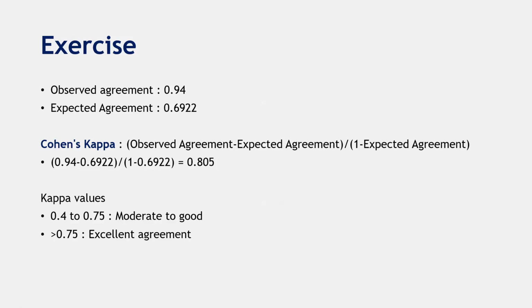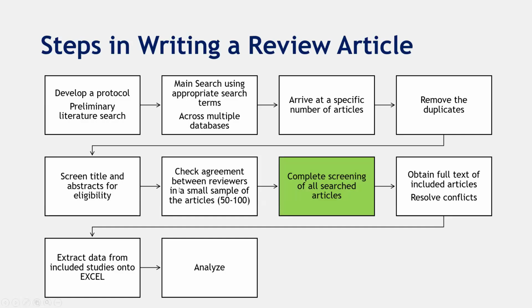So we need to redefine our inclusion exclusion criteria, then do another sample, make sure our Cohen's kappa is more than 0.75, and then proceed with the full title and abstract screening. So after this, we'll complete screening of all searched articles. After we do that, still there will be some conflicts because the agreement is not 100%.